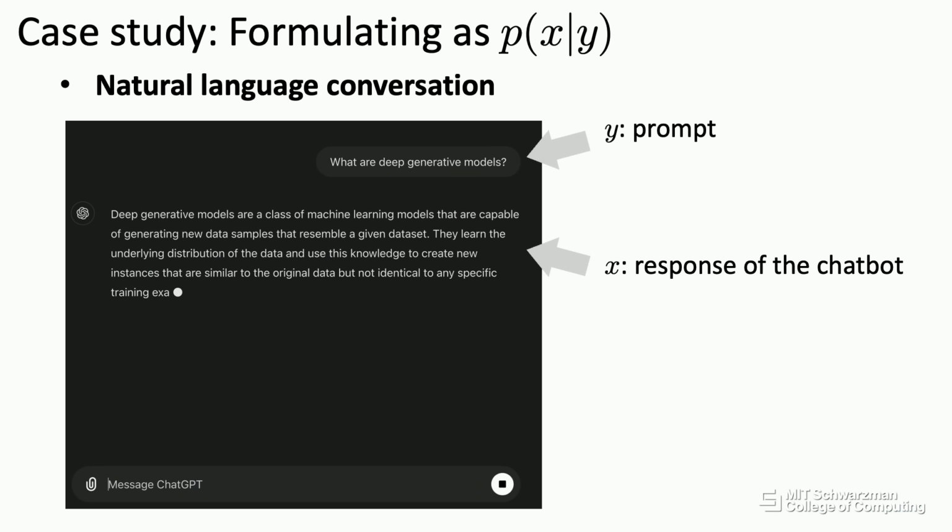Now let's go through the applications we have just introduced, and discuss what would be x and what would be y. In the context of a natural language conversation or chatbot, the condition y would be the so-called prompt given by the user, and the output x would be the response of the chatbot. Usually the output is higher dimensional, and there are many plausible outputs that can correspond to the same prompt.